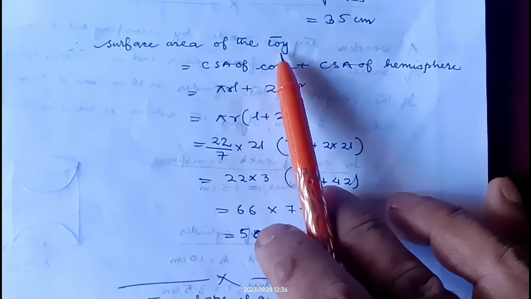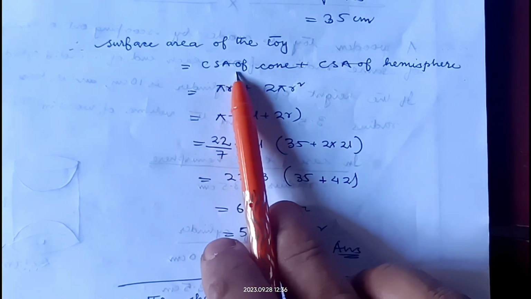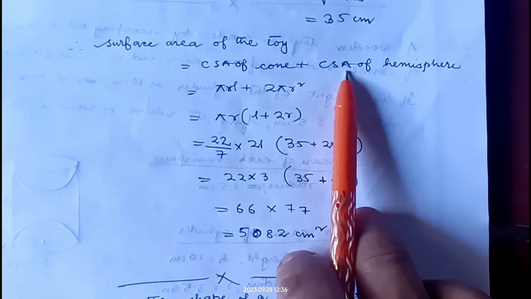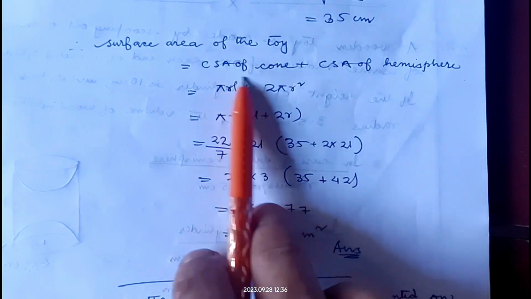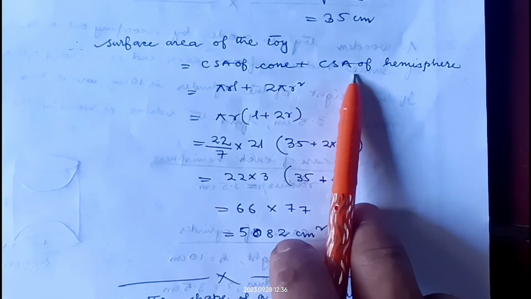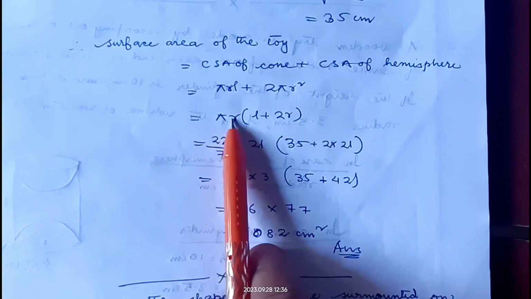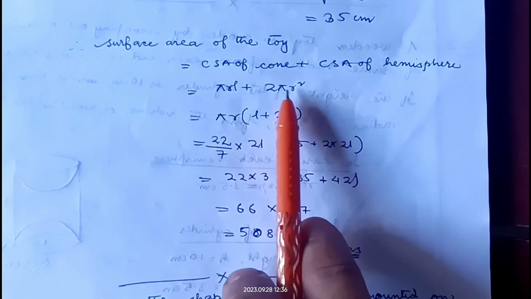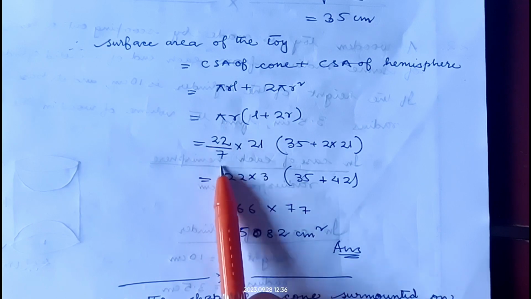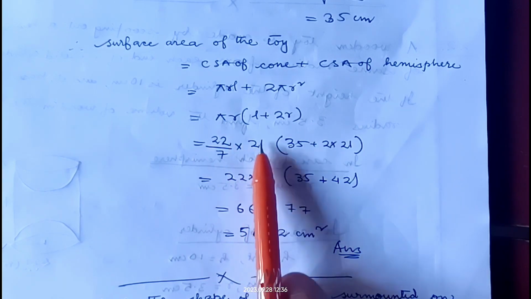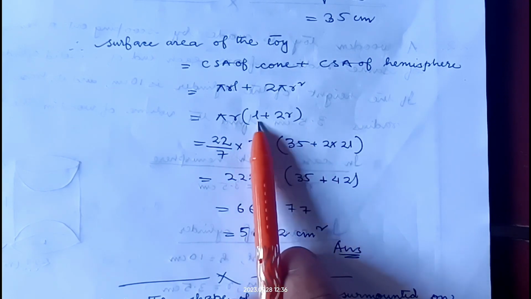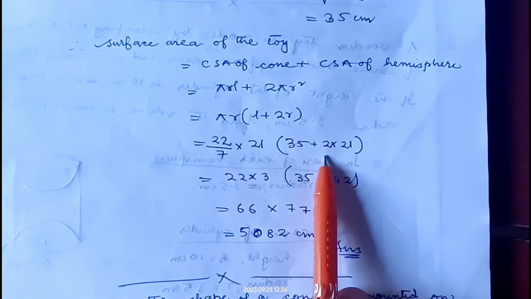Now we have to find the surface area of the toy. That means curved surface area of the conical part plus curved surface area of the hemispherical part. For conical part, it is pi r L. For hemisphere, it is 2 pi r square. From these two, pi r can be taken common. We are left with L plus twice of r. Pi is 22/7 into 21. L is 35, which is the slant height, plus twice r, 2 into 21.